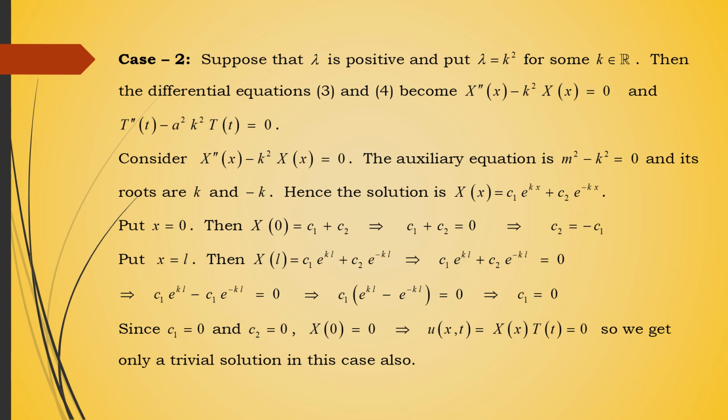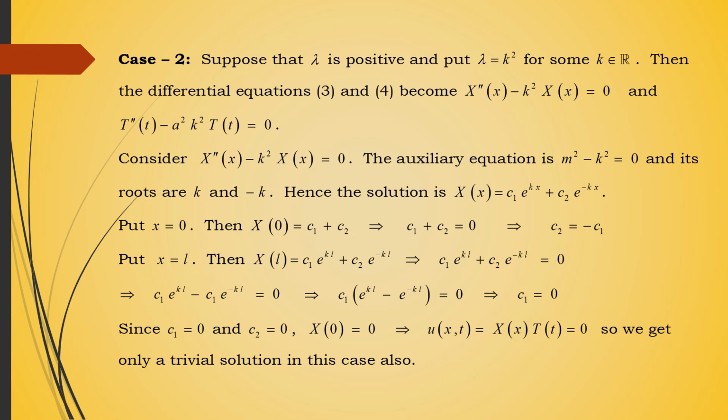Next consider our second differential equation, T double dash of t minus a square lambda T of t equals 0, which was our equation number 4. Put lambda equal to k square in this equation 4. Then we get T double dash of t minus a square k square T of t equals 0. First we solve X double dash of x minus k square X of x equals 0.